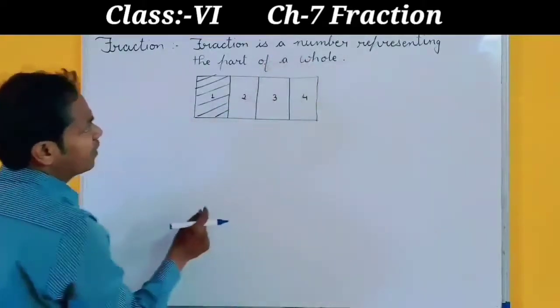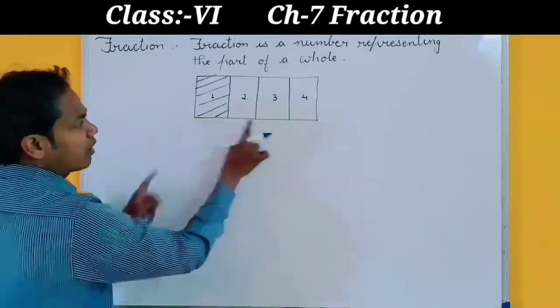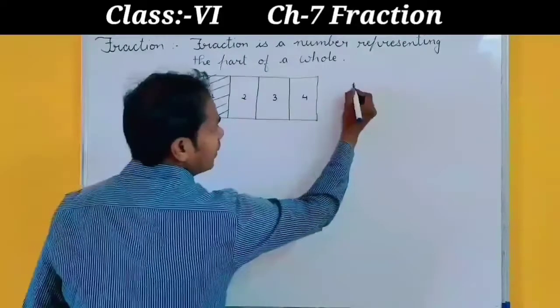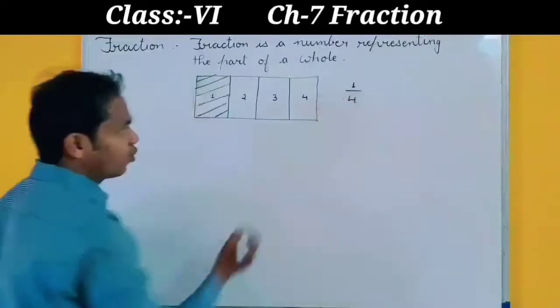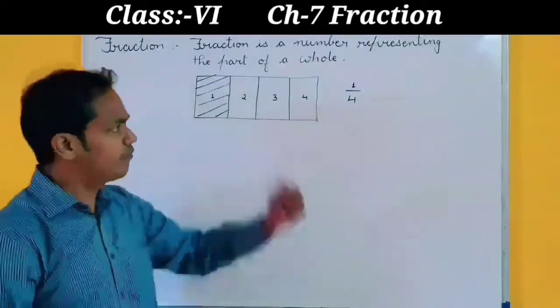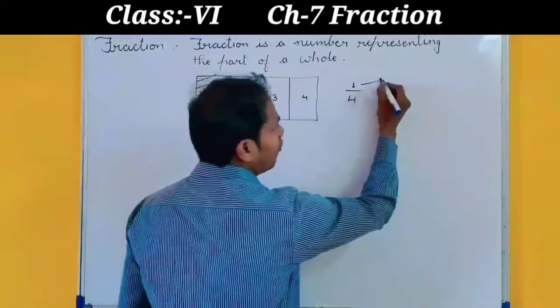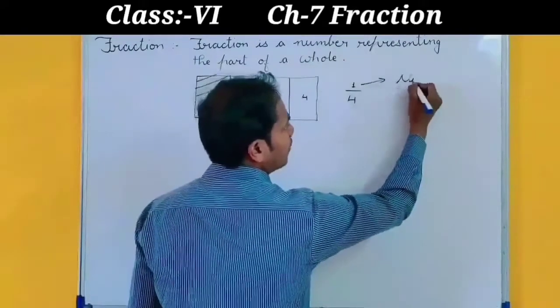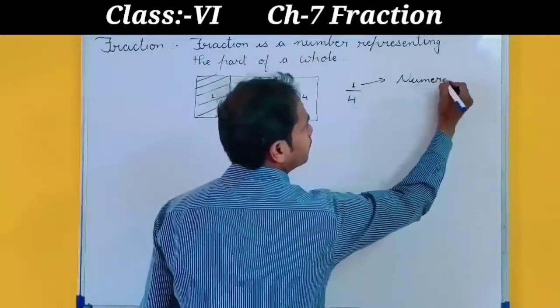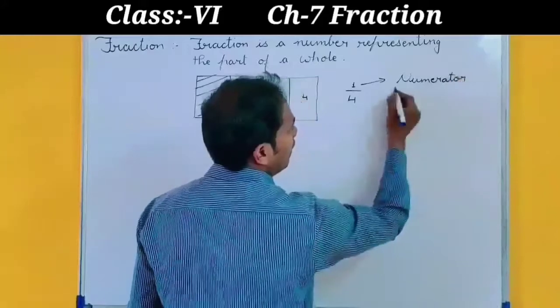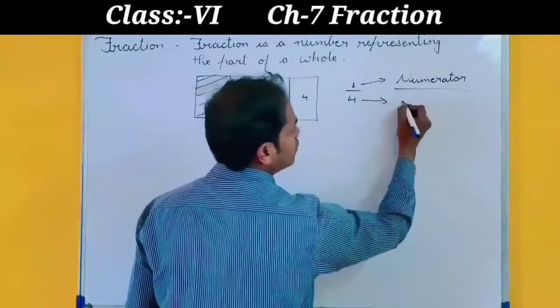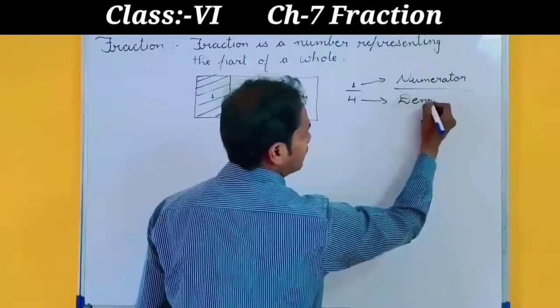A fraction is a number representing the part of a whole. So one part is shaded out of total parts. So this is known as a fraction. Okay. The above value is known as the numerator and this down value is known as the denominator.